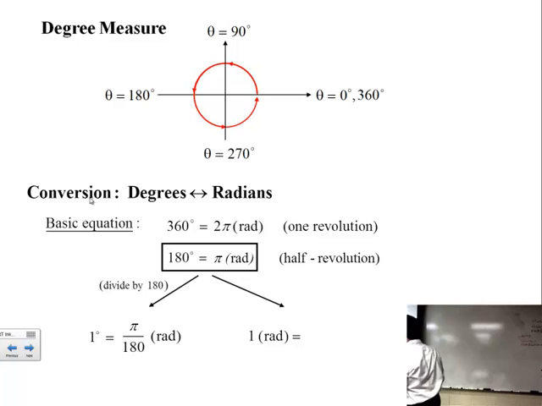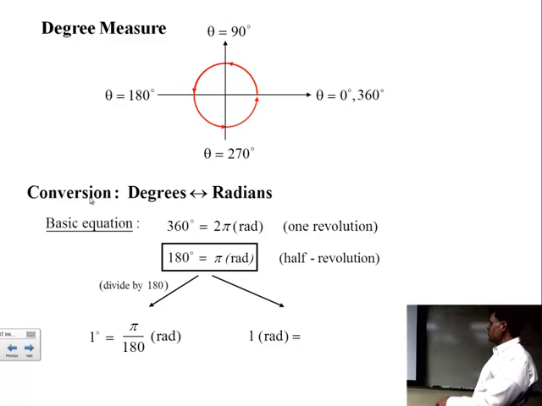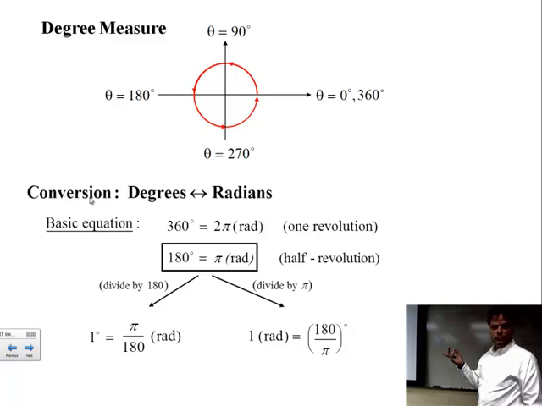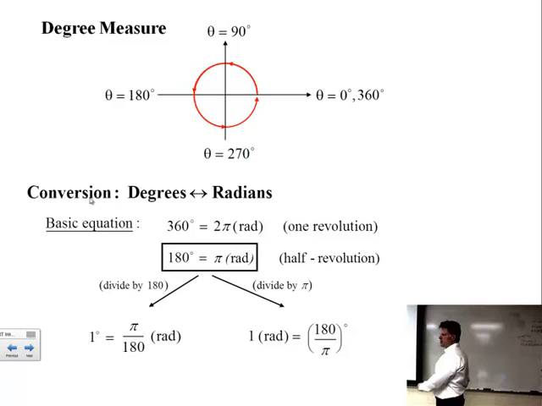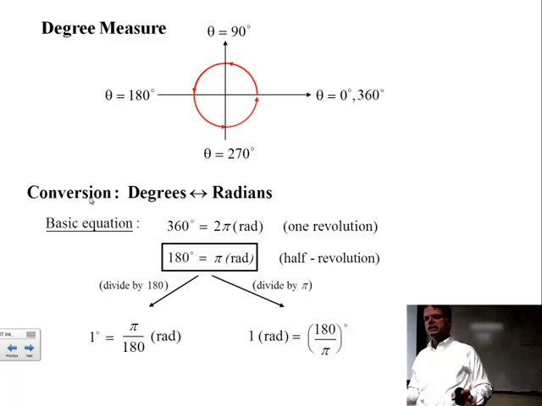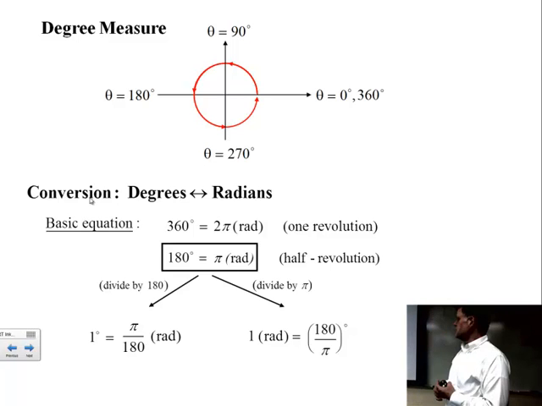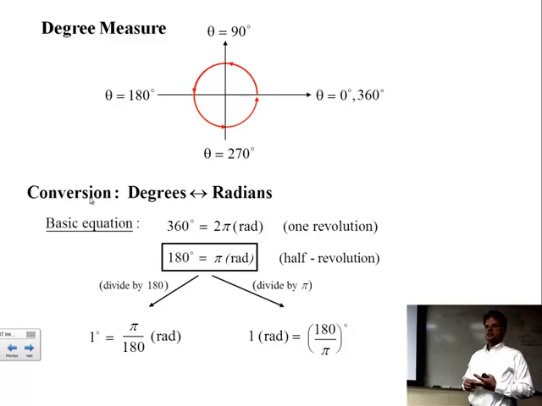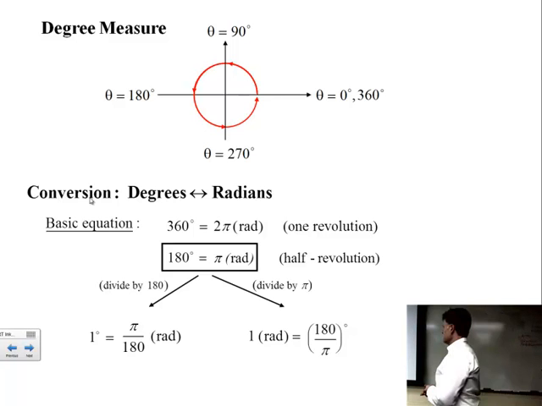Likewise, if you want to convert radians into degrees, 1 radian, well, divide both sides by pi. And 1 radian is 180 over pi degrees. So pi is what? 3.14. So what's 180 divided by 3.14? Well, it's a little bit less than 60. It's about 57, something like that. So a radian is much bigger than a degree. That's a good sanity check to tell you that you've actually multiplied by the right thing. You've either multiplied by this thing correctly or by that thing correctly. Okay.